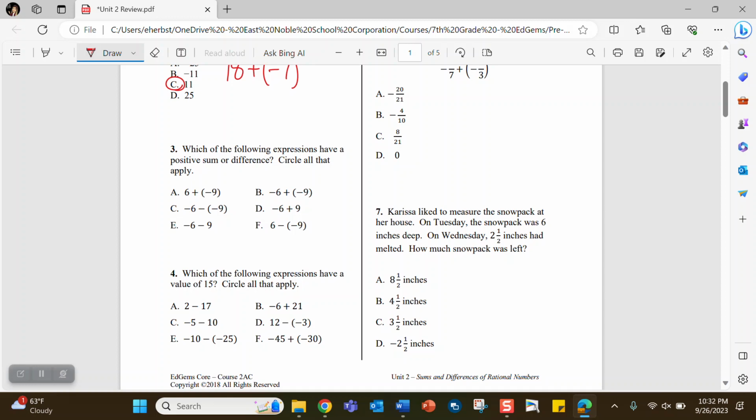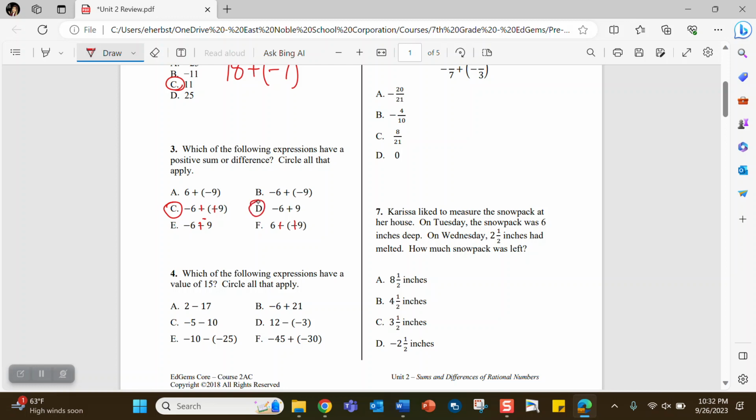Which of the following expressions have a positive sum or difference? Circle all that apply. So as I look through this problem, I see some subtraction. So I'm going to go ahead and change my subtraction problems to adding the opposite. And so I'm looking for any expressions that give a positive answer. So letter A would give me a negative because the 9 is bigger than the 6. Letter B would give me a negative because they're both negative. Letter C, I will get a positive because the 9 is bigger than the 6 and it's positive.